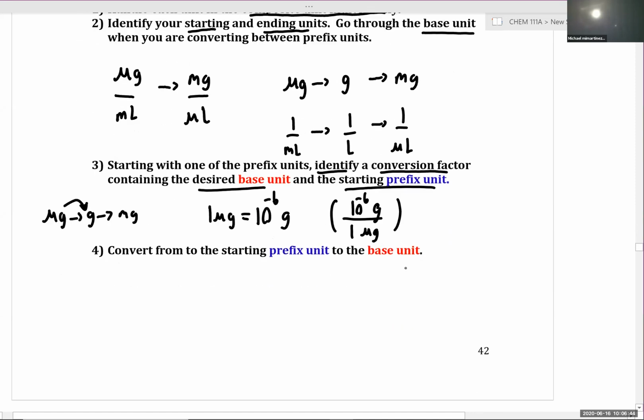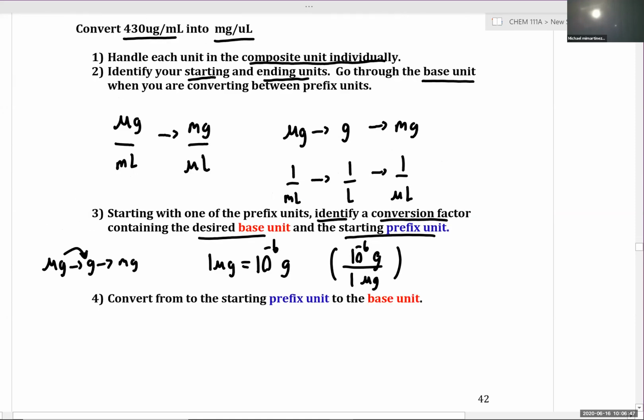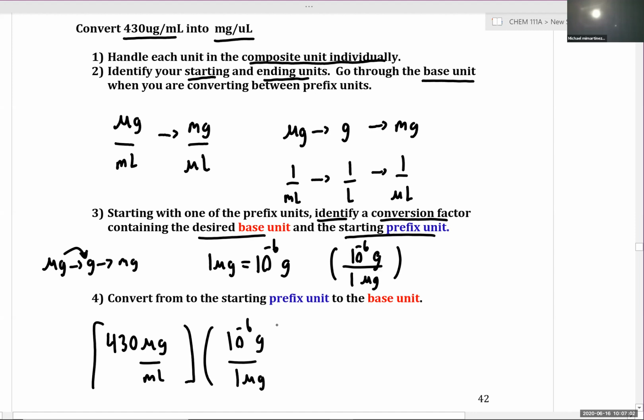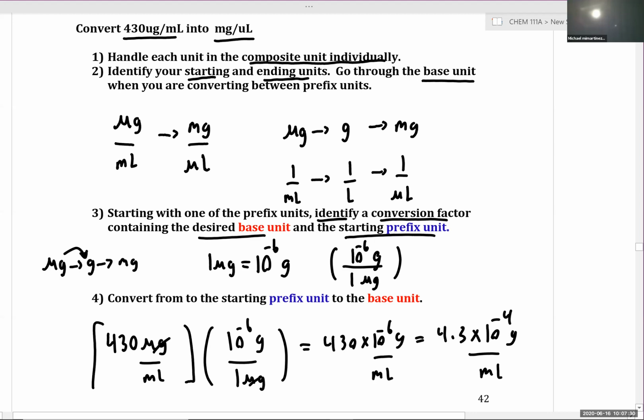Okay, so now we're going to convert from our prefix unit to the base unit. Let's write our original number down. We have 430 micrograms per milliliter, and we know that we have 10 to the negative 6 grams per every 1 microgram. Let's write this out and show how the powers of 10 cancel. We have 430 times 10 to the negative 6th gram per milliliter, which correlates to 4.3 times 10 to the negative 4th gram per milliliter. This is just to show how this would work if you were doing this conversion stepwise.